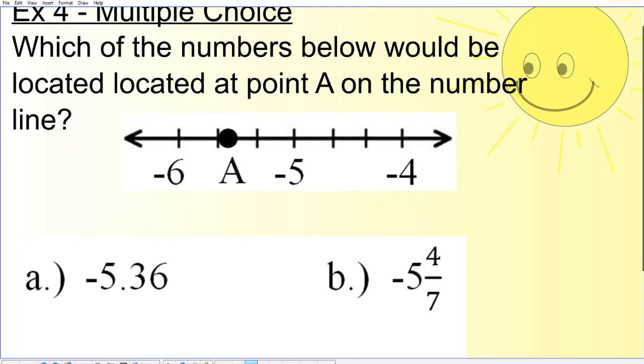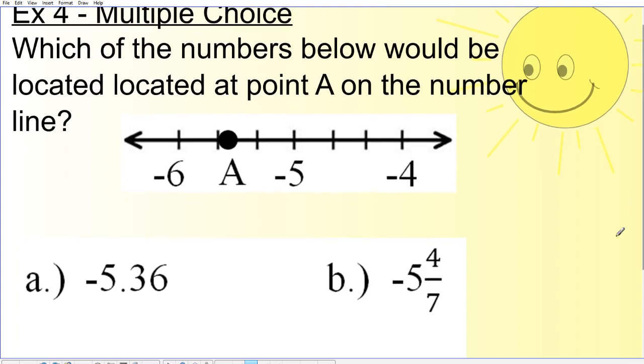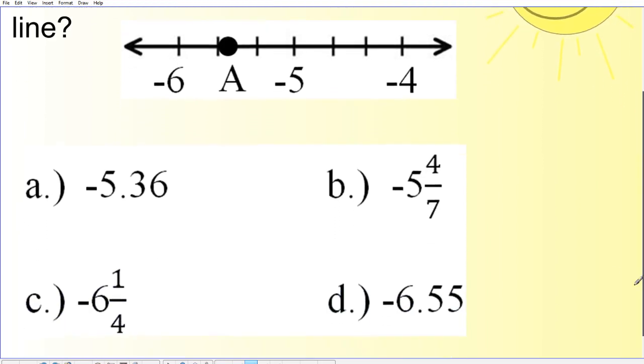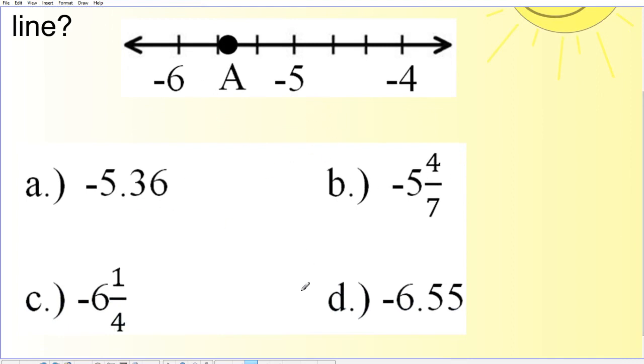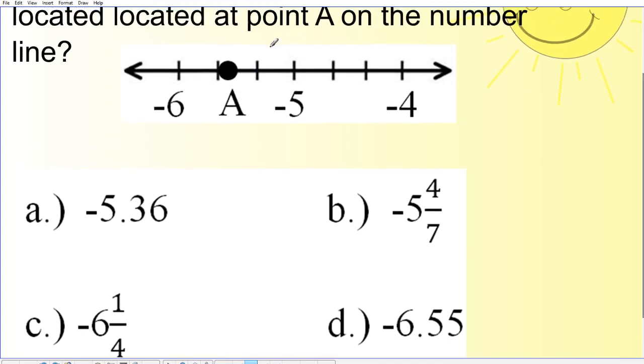Last question, yay. Which number below would be located at point A on the number line? Okay, so we have point A here. We're trying to find out which of these would be about right there on the number line. So we've got to figure out what this number is. Between -5 and -6, exactly halfway between, would be -5.5.